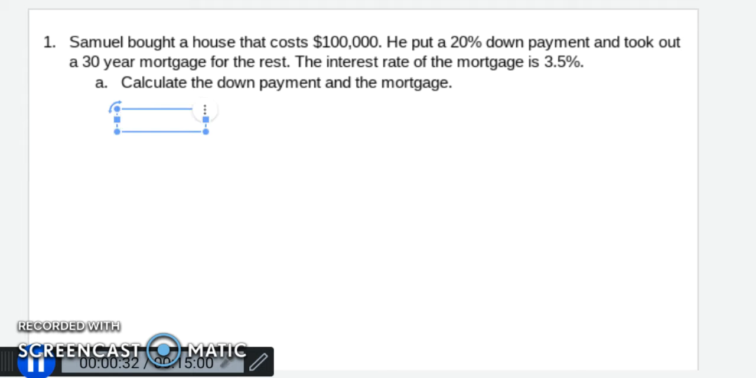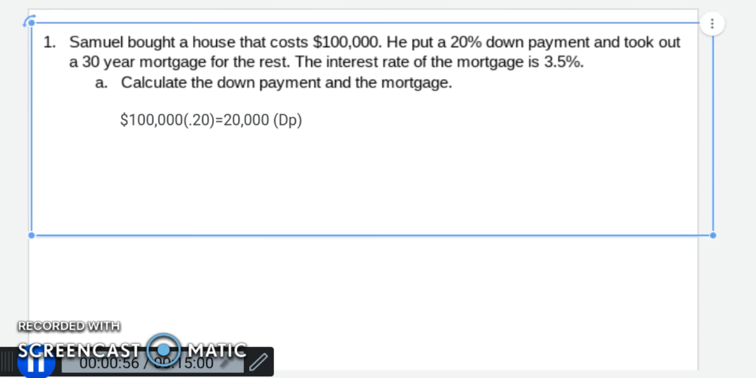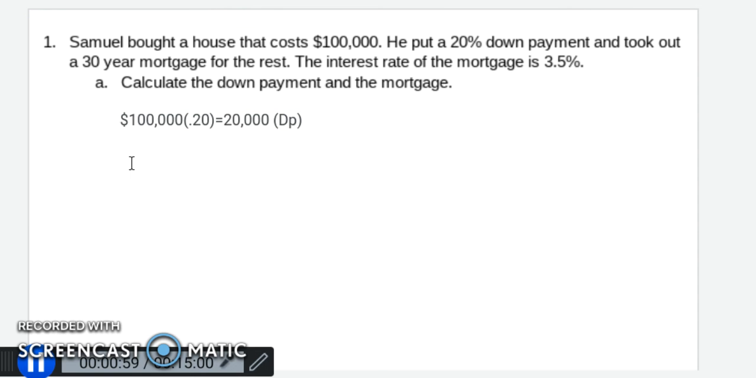First, let's calculate the down payment. So we're going to do $100,000, which is the cost of the house, times our 20% down payment, which is going to give us a down payment of $20,000. And then to calculate how much we're going to have to take out in the mortgage, we are going to subtract the cost of our house minus what we're able to put down for a down payment. So the amount we'll have to take out in the mortgage is $80,000.